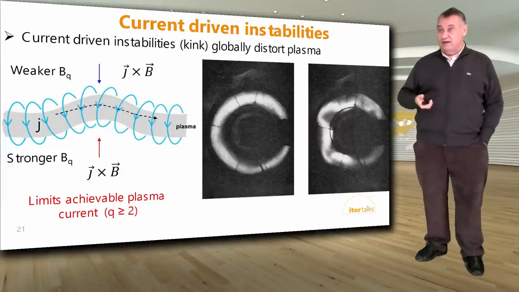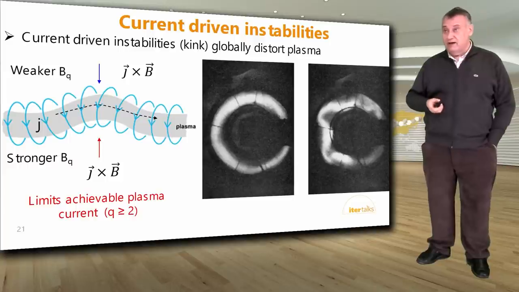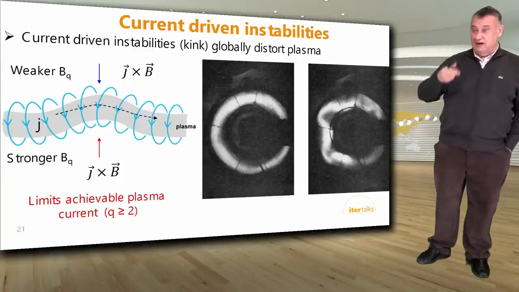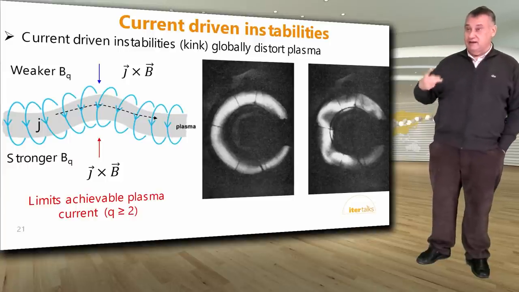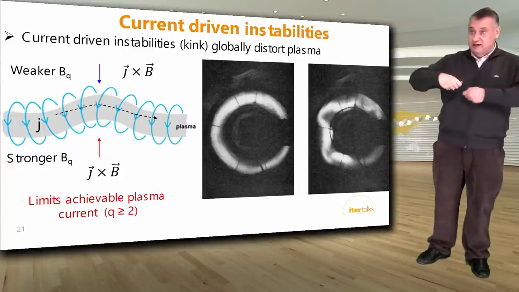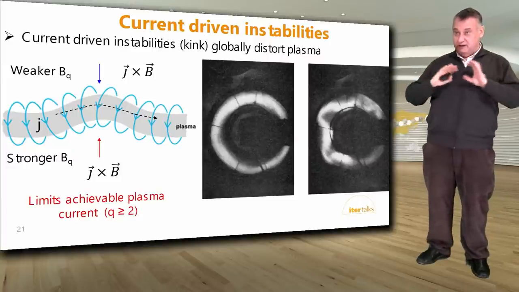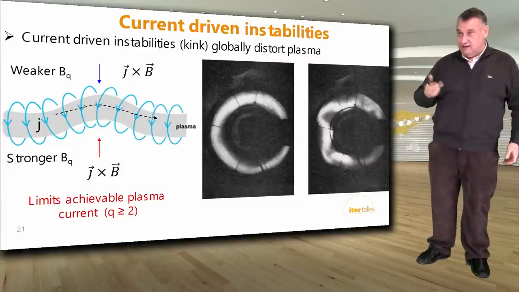This was observed very early in experiments in the 50s. For example, this is an example from the UKAEA in which they see what happens when you have a plasma carrying a current and the level of plasma current exceeds this limit. You can see that it distorts and actually hits the wall. This can be seen in this case because the container of the plasma was a glass tube.